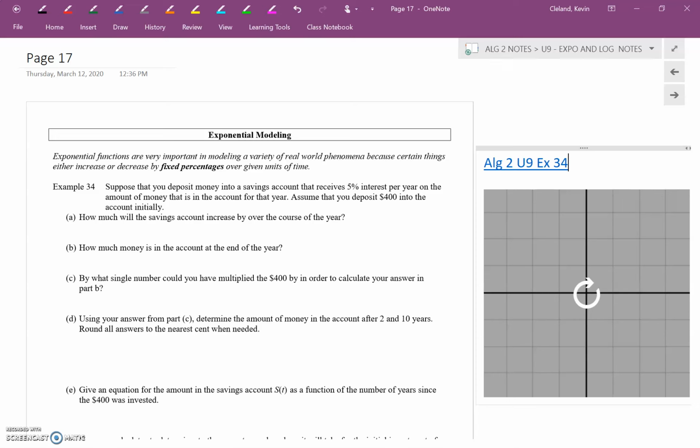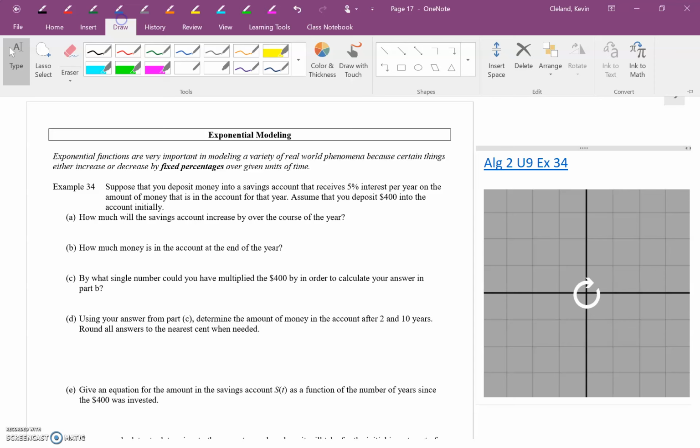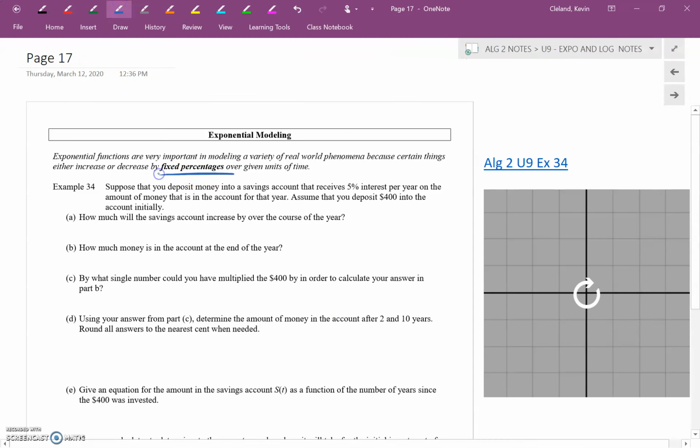Read along with me at the top here. It just says exponential functions are very important in modeling a variety of real world phenomena because certain things either increase or decrease by fixed percentages. So that's what it's all about today, talking about percentage growth as opposed to linear growth over time.